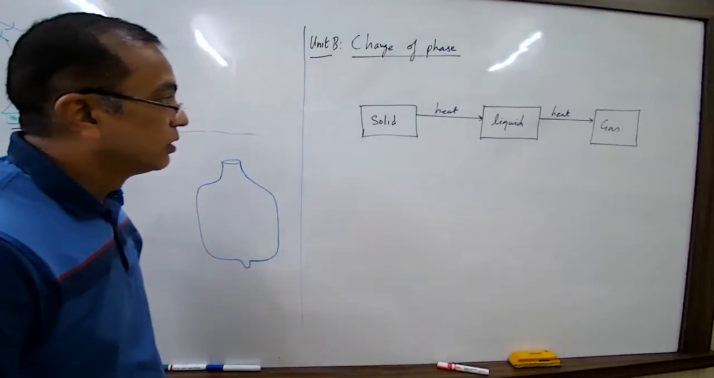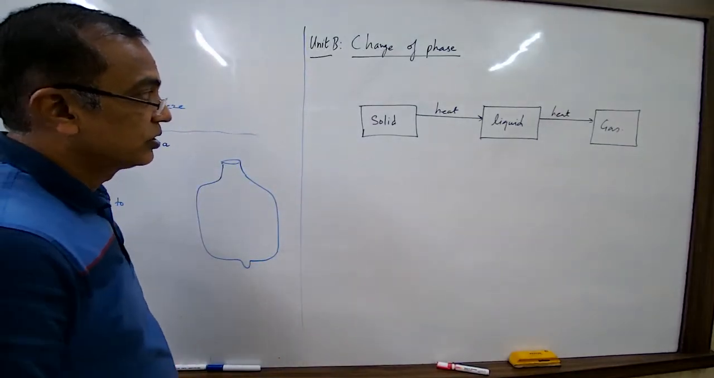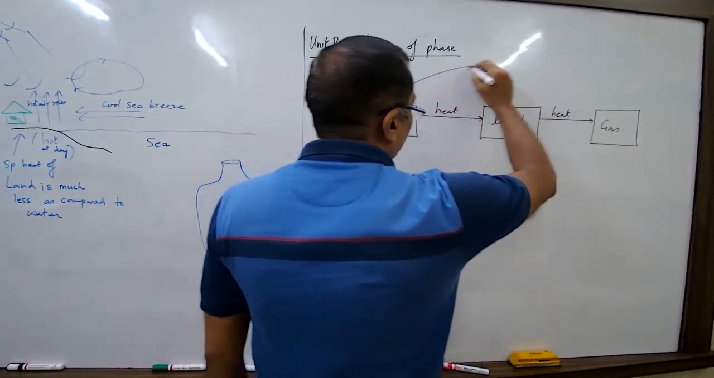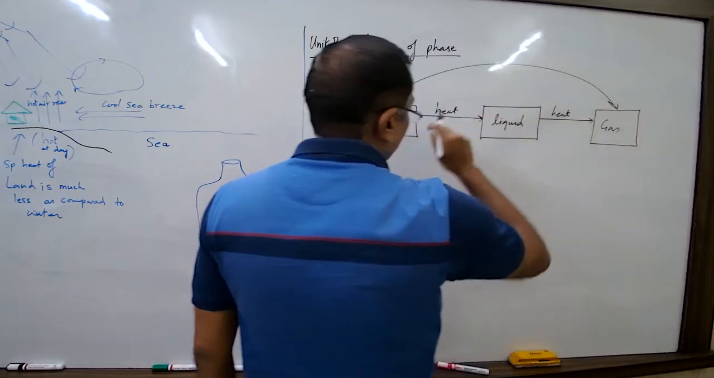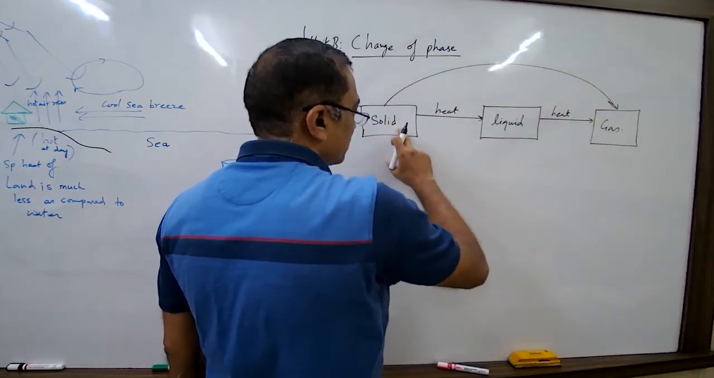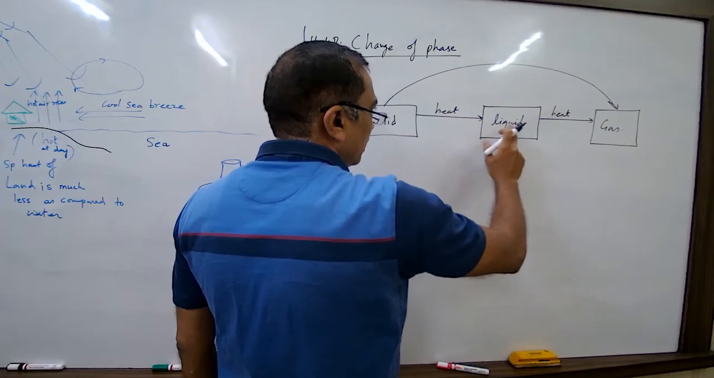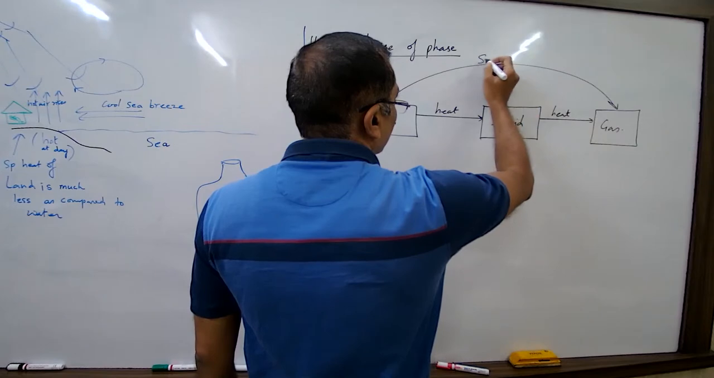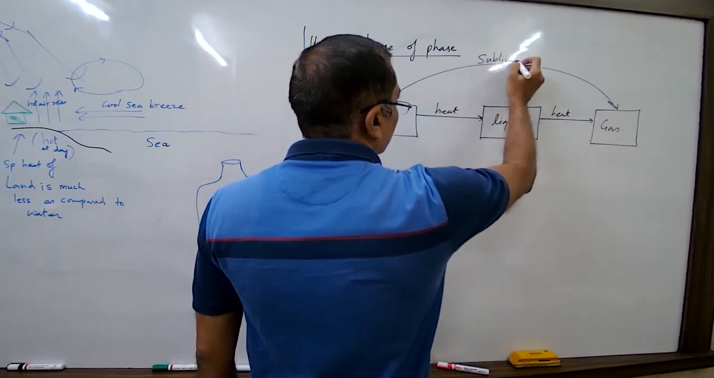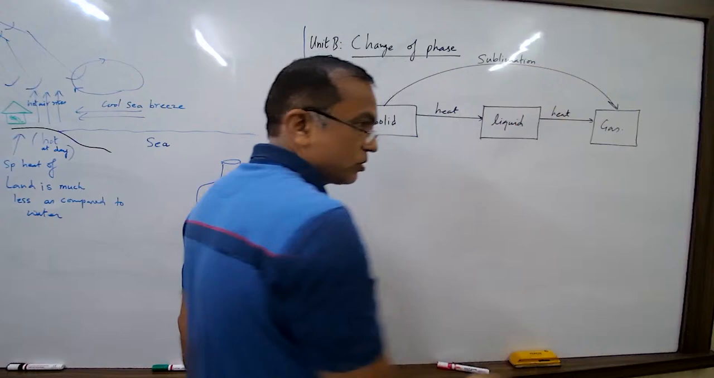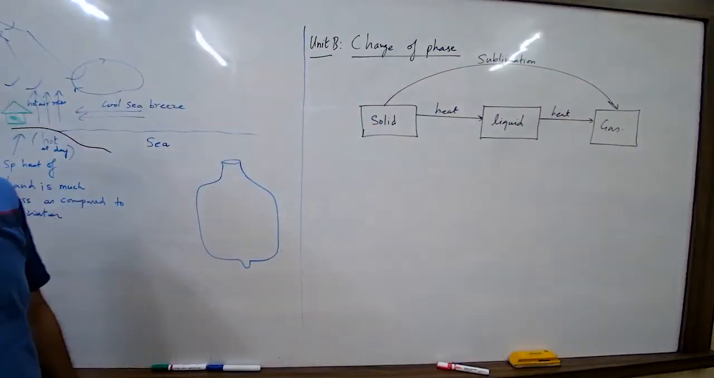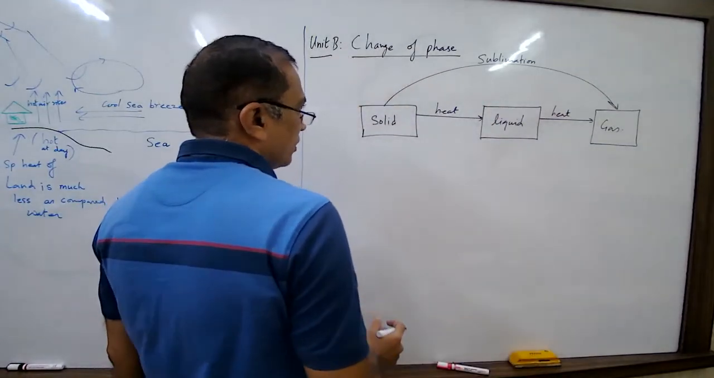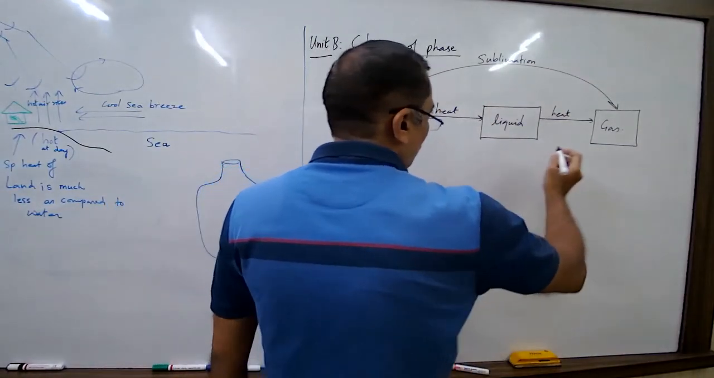Now there is a possibility that a solid directly sublimates into gas. That is called sublimation. It is also possible. If it first changes phase to liquid and then to gas, it is gradual, but here it can sublimate also. Solid directly to gas, like camphor, right? And then the reverse is also possible.